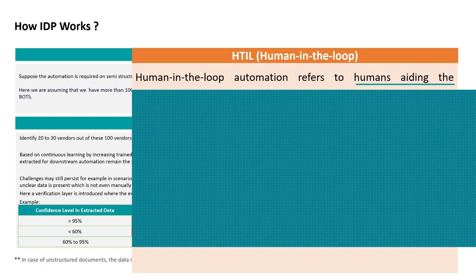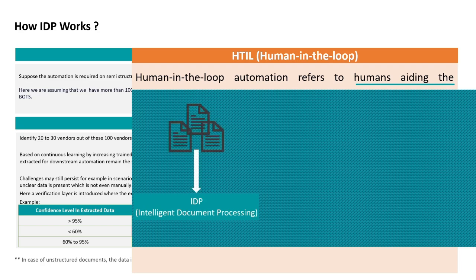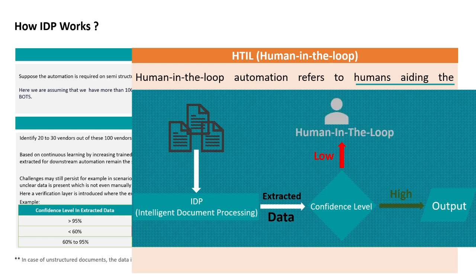To have more clarity on the verification layer and HITL, let's suppose there is an intelligent document processing software working on certain documents and extracting the data. Now the extracted data will be measured on the confidence level. If the confidence level is high, it will be sent to the output. But if the confidence level is low, then the human in the loop comes in, where a person will verify and see what is the best option to train the model, and accordingly train the model so that the future results are better and a quick training of the model can be done.